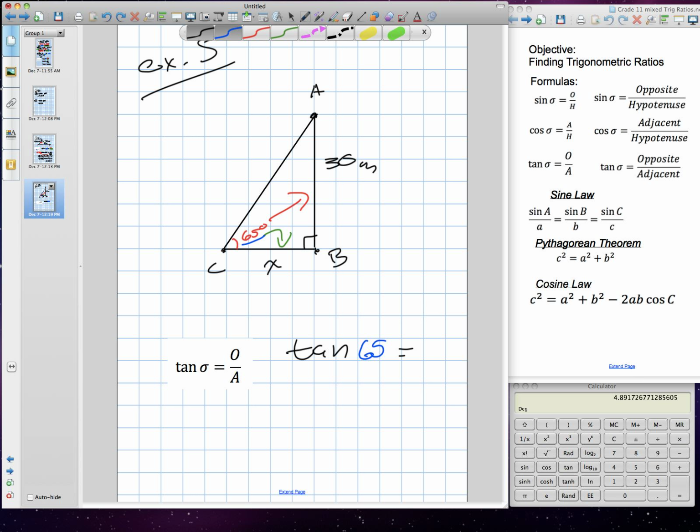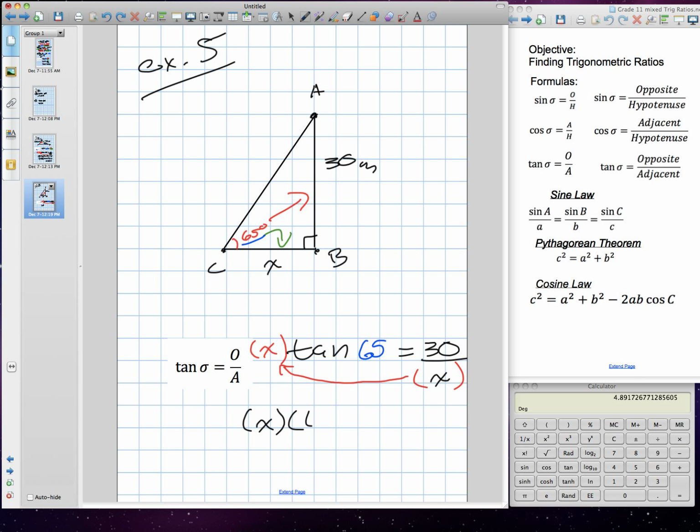Now in this one, it's a little harder to isolate x. I can't just divide by 30 because on the right side I'll have 1 over x. So I'm going to do this in 2 steps. I'm going to move the x first. And when I move x, because it was divided by, it will become multiplied by x. So our equation says x times tangent 65 is equal to 30.